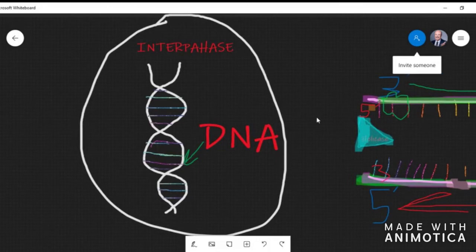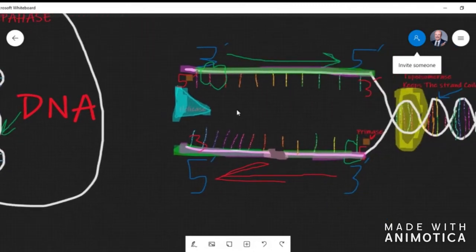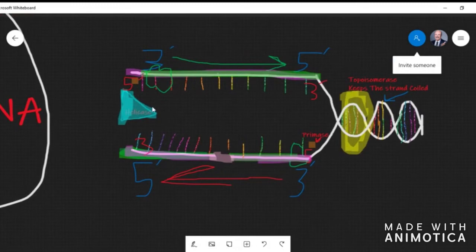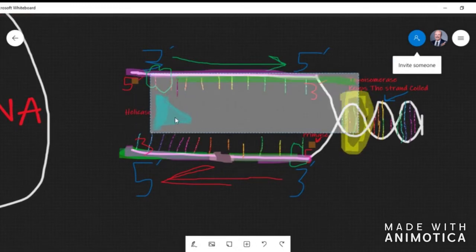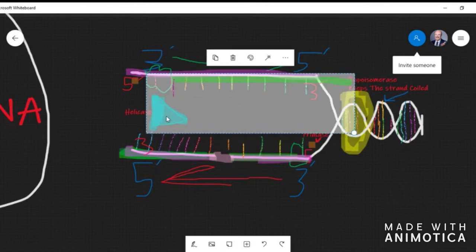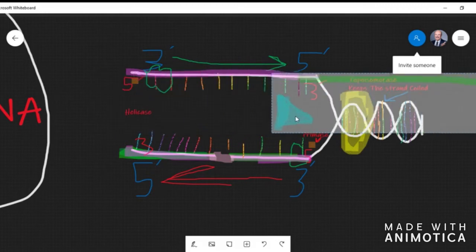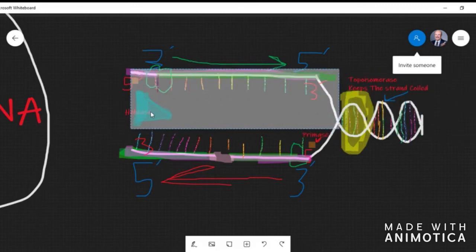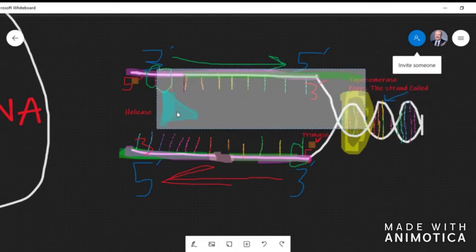Now, this right here is DNA, okay? And if DNA wants to replicate, this is basically what will happen in replication. This triangle piece right here is helicase, right? Helicase unzips the two strands of DNA, snipping apart the hydrogen bonds from each other.